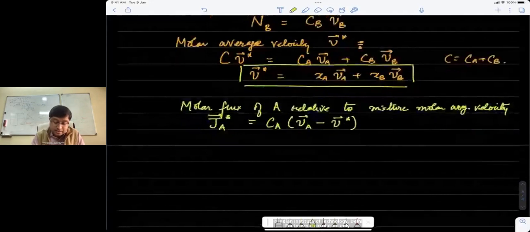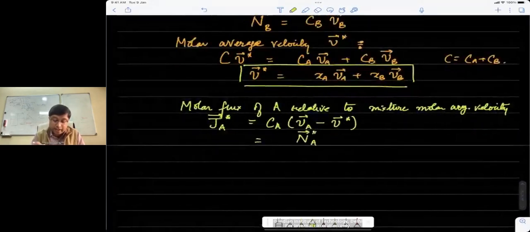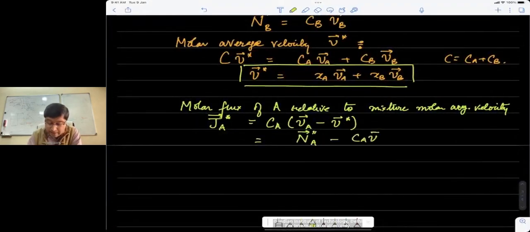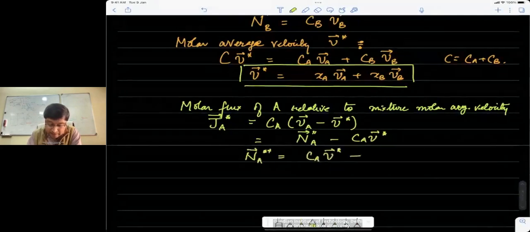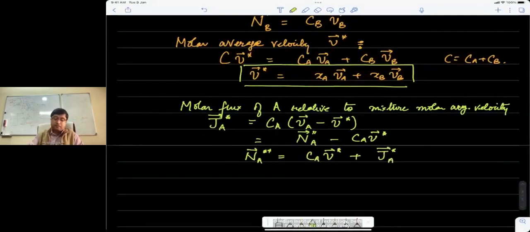Now, what does this come out to be? Now, CAVA is actually N double dash A, and the second term would just be CAV star. And so the total flux is CAV star plus J star A. So we have the total flux has two contributions.